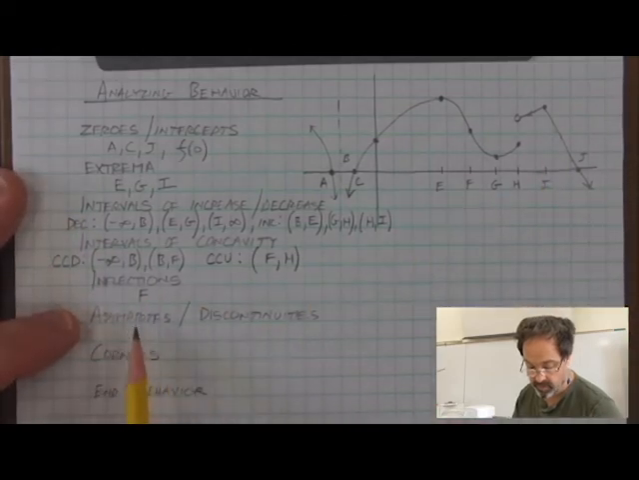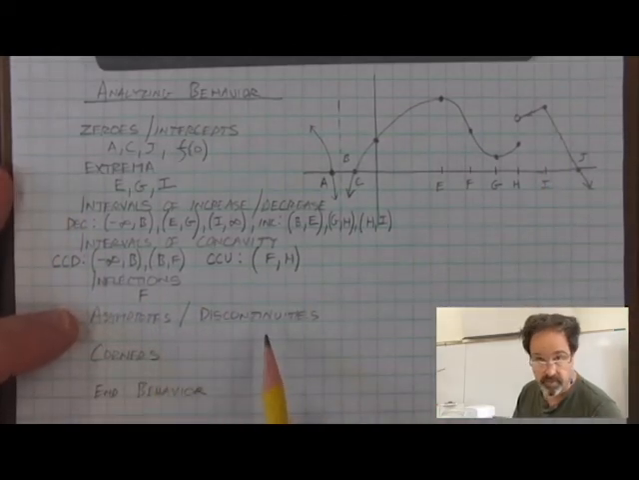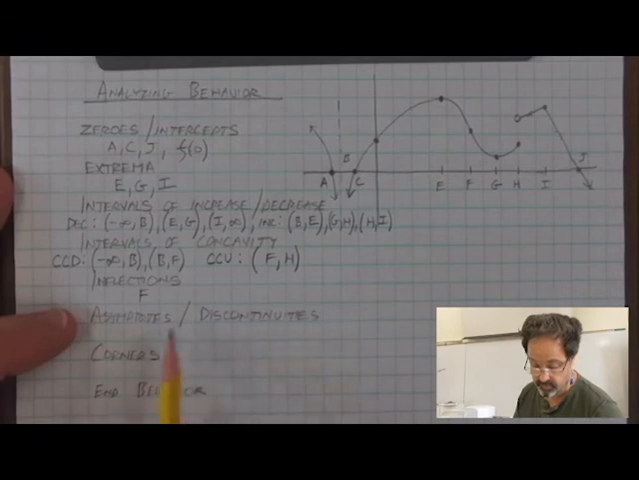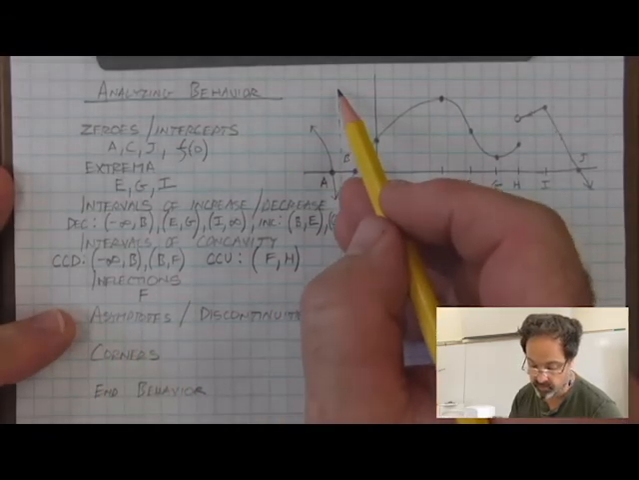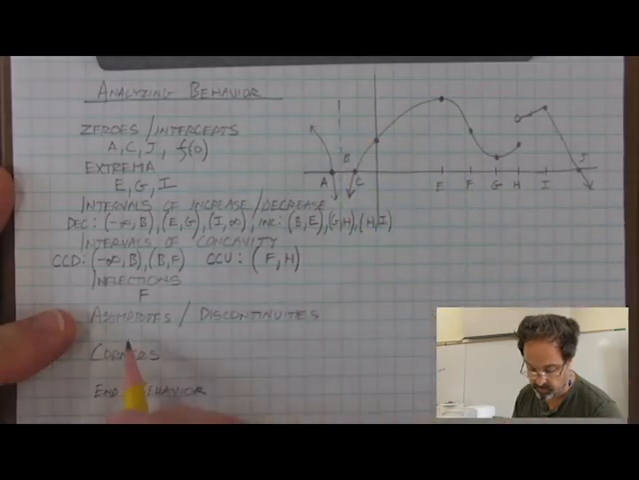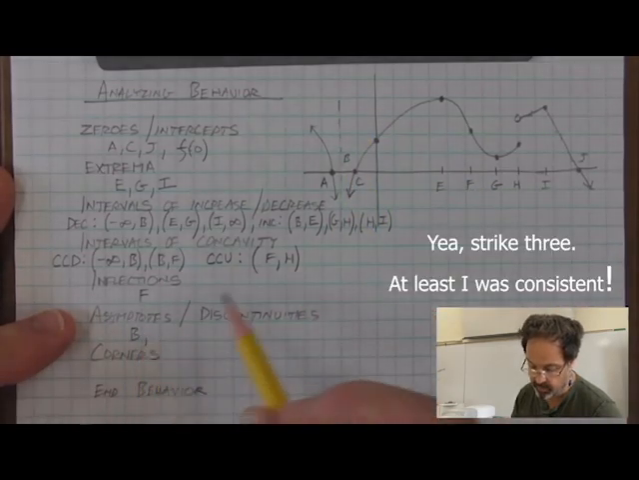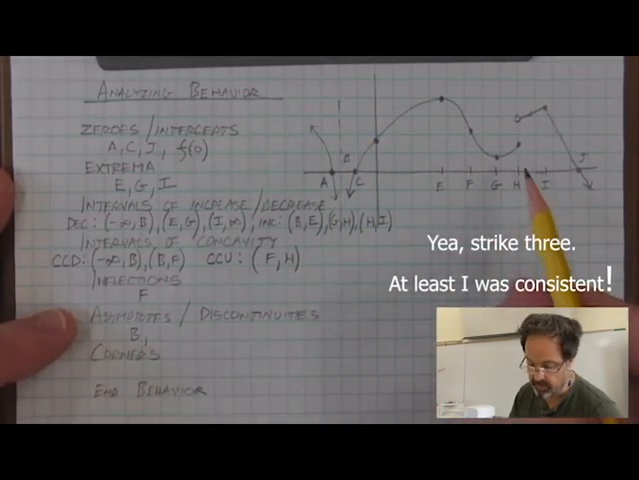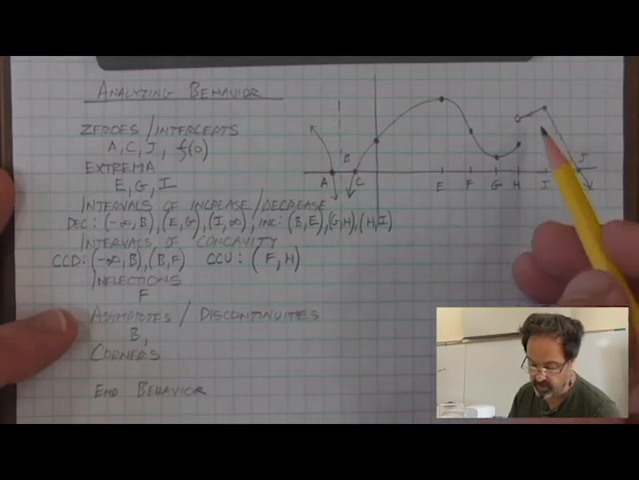We have asymptotes and discontinuities. This doesn't necessarily take calculus to justify. We can see in the graph that we have a horizontal asymptote at b, and we have a discontinuity at h. Specifically, there is no absolute limit.